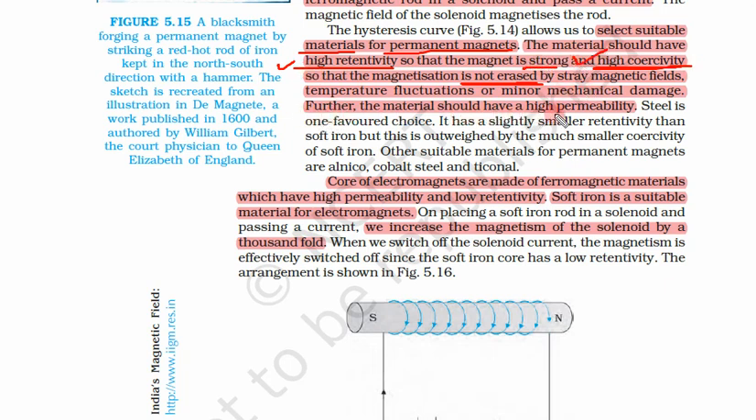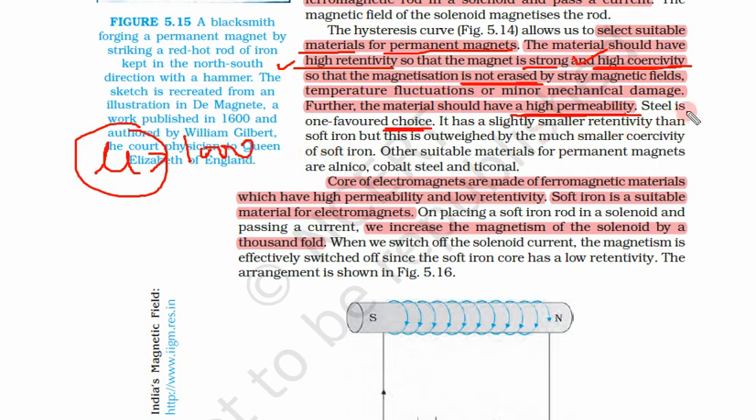Further, the material should have a high permeability, which we have seen. Permeability must also be high, generally greater than 1000, so we can make a stronger magnet. Steel is one of the favorite choices. Why? Because it gives all the properties. It has a slightly smaller retentivity than soft iron.